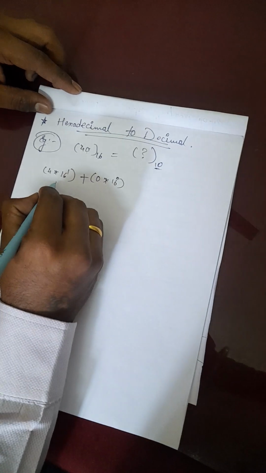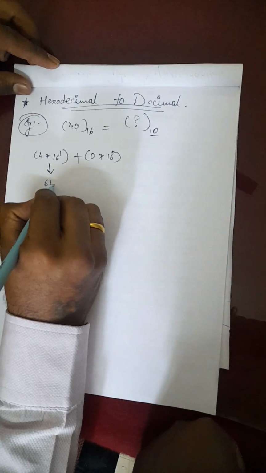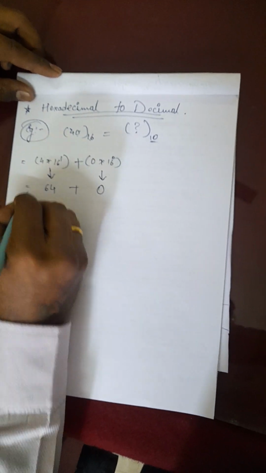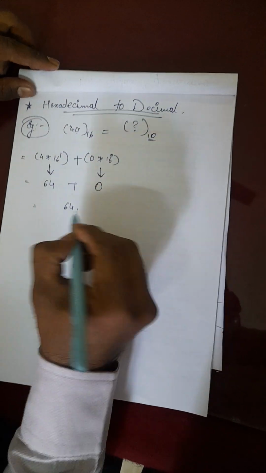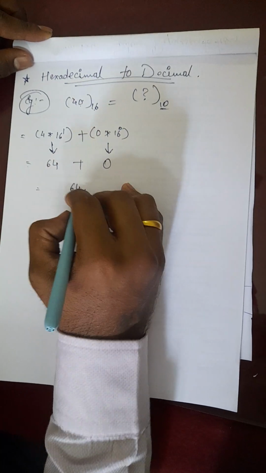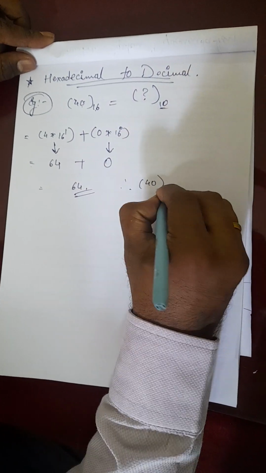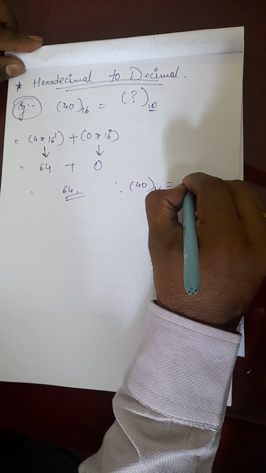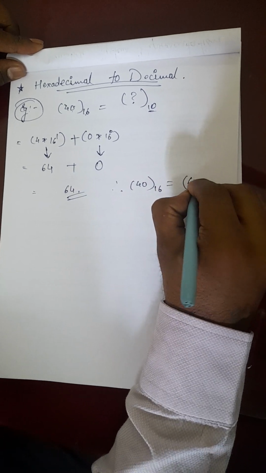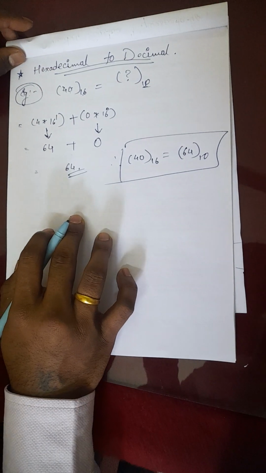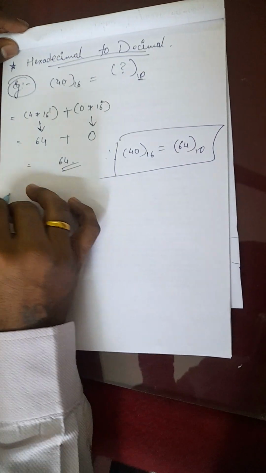What will it be? For this it will be 64, for this it will be 0, so we will get 64. In this way we have converted, therefore we can say 40 hexadecimal is equal to 64 decimal.